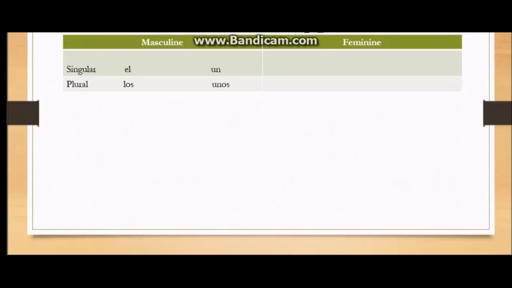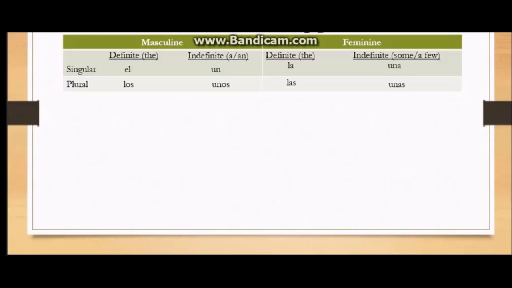There are two types of articles in Spanish: definite articles and indefinite articles. A definite article means "the," and an indefinite article means "a" or "an," and when it's plural, "some" or "a few." For example, I want the blue car versus I want a blue car. The blue car is very specific versus a general blue car.